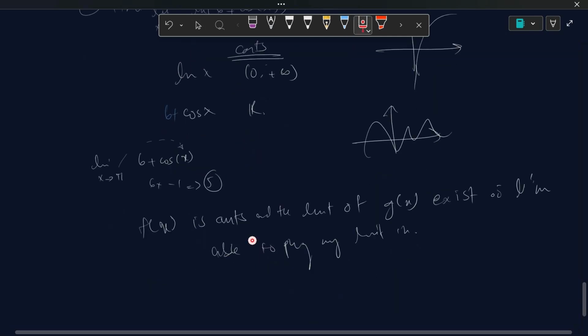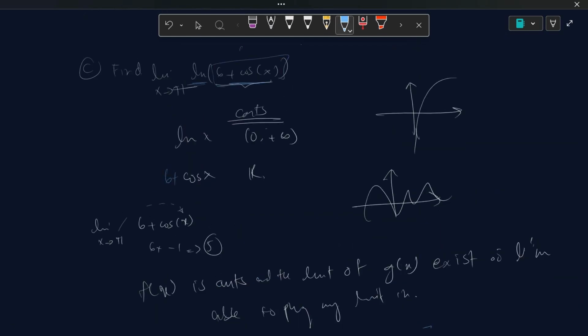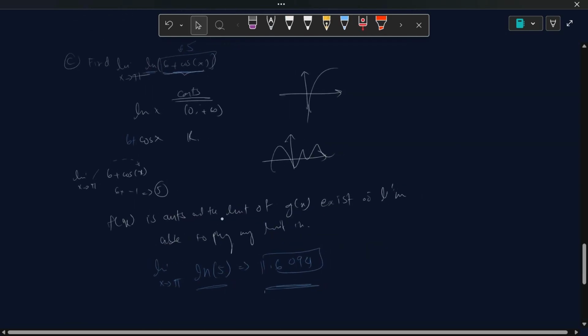So now we found 5 for the limit, and the outer function was basically ln of something, so ln of 5 is going to be your final answer for the limit as x approaches infinity of that function over here. If you want to write it in decimal form, 1.6094 should be your final answer, because we had ln of something, and the inside function we found as 5, so the answer is ln of 5, or in decimal form 1.6094. Okay, so I hope that makes sense.